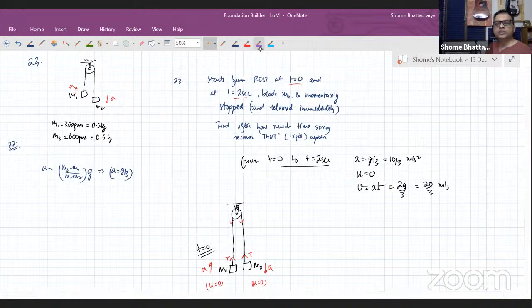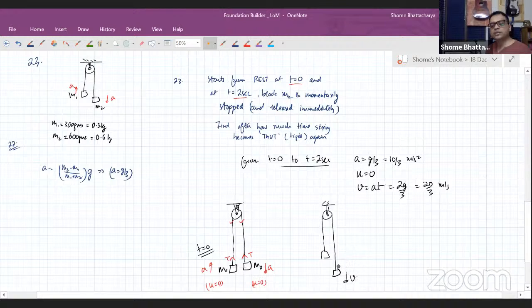Now at t equal to 2 seconds, what is happening? By the time 2 seconds are gone, the heavier block M2 has come down a bit in comparison to this, and the lighter block M1 has gone up a bit in comparison. But not only that, this has now developed a downward velocity v, and this has developed an upward velocity v. Okay. And still the string is tight. And still they have the same acceleration g by 3 upwards and downwards. Okay, so this is the situation.